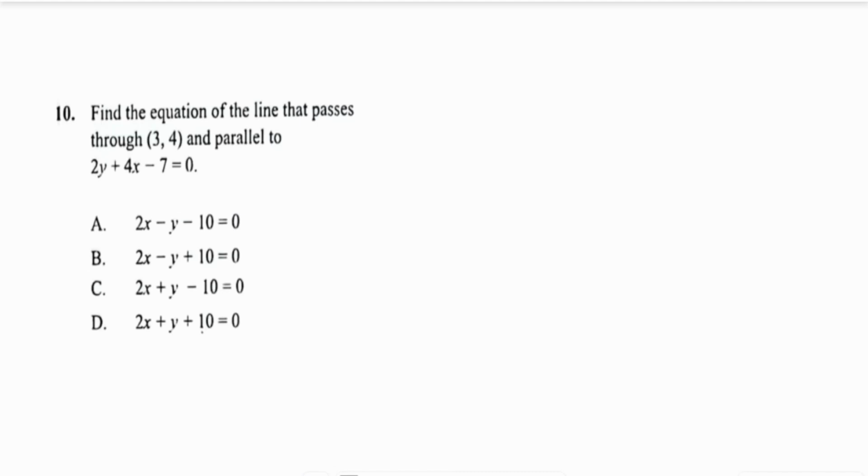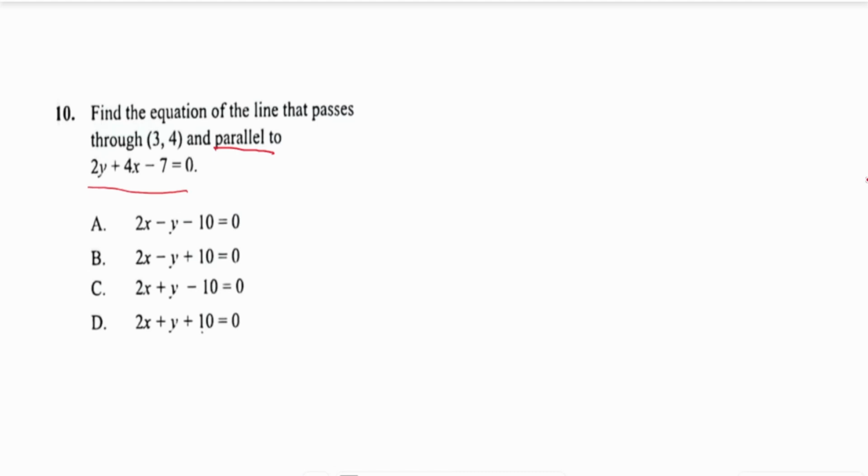We take the first question, which is question 10, and it reads: find the equation of the line that passes through the point with coordinate (3, 4) and is parallel to 2y plus 4x minus 7 equals 0. I think the most important information from this problem is the fact that the line whose equation we are solving for is parallel to the line given here. And that simply means that they have the same gradients. Parallel lines have the same gradients.